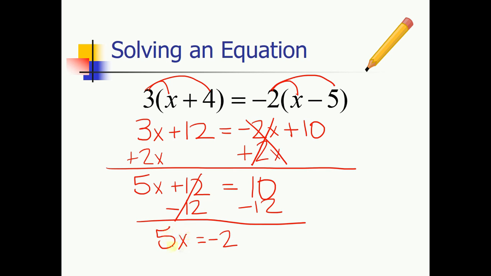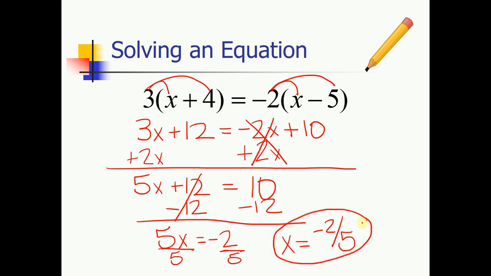Finally, I've got to undo this multiplication, right? Because this is 5 times x. So let's divide by 5. And I'm going to get x equals negative 2/5. And I'm going to leave it as the fraction due to the fact it's more precise as a fraction.